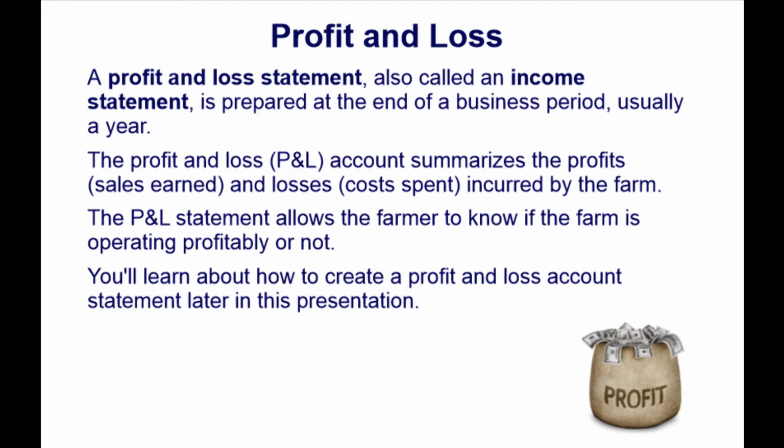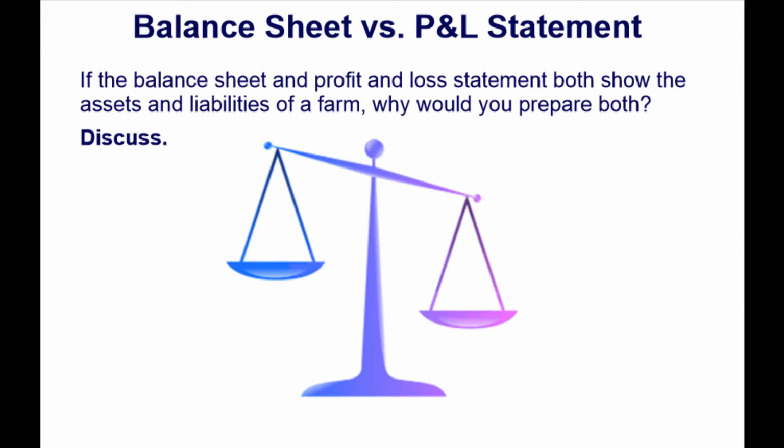Profit and loss. A profit and loss statement, also called an income statement, is prepared at the end of a business period, usually a year. The profit and loss, or P&L account, summarizes the profits, the sales earned, and losses, costs spent, incurred by the farm. The P&L statement allows the farmer to know if the farm is operating profitably or not. You'll learn about how to create a profit and loss account statement later in this presentation.